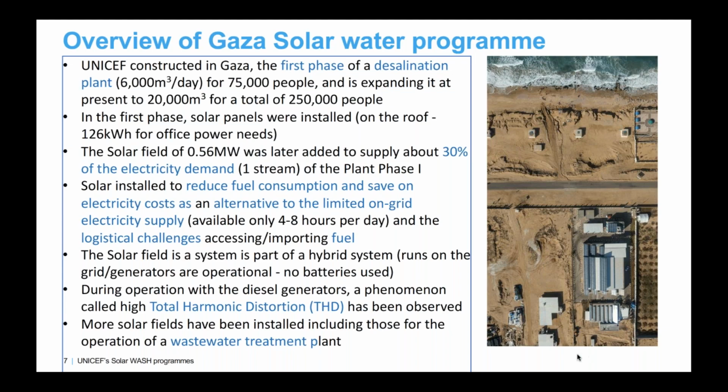Of course, when we installed this solar system, it was a huge reduction in fuel consumption and electricity, so the costs were very much reduced. And this allowed us to be less dependent on this electricity supply. As I said, there is a lot of shortage in the Gaza Strip, and we also face some logistical challenges around importing fuel in this area. As you know, it's very difficult to get things in.